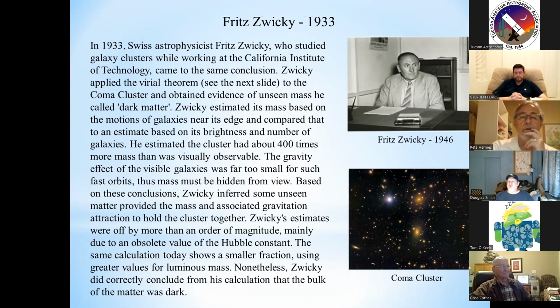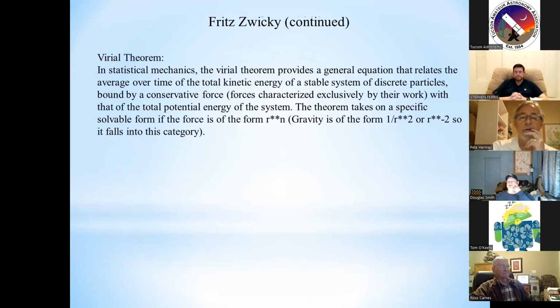For those of you who don't know statistical mechanics, this is the one place where I'll give a little talk about a little mathematics. The virial theorem is a theorem in statistical mechanics. It's widely used in thermodynamics. It's a theory that relates total kinetic energy and total potential energy of a stable, closed system of discrete particles that are bound together by some kind of conservative force, okay? And in particular, the virial theorem takes on a very specific form that has a specific solution if the force is of the form r raised to the power n. Now, gravity is, of course, a conservative force because it's of the form 1 over r squared, r to the minus 2, if you like. So it falls into that category very nicely.